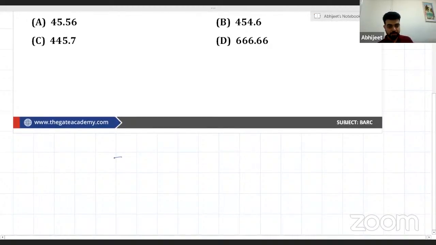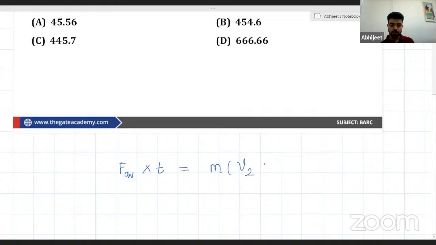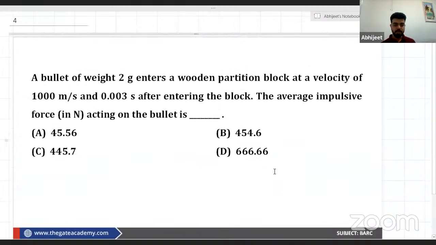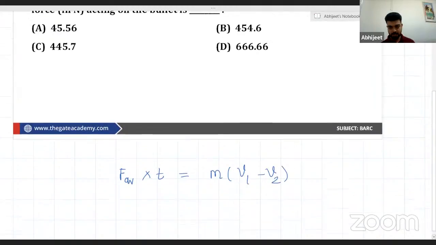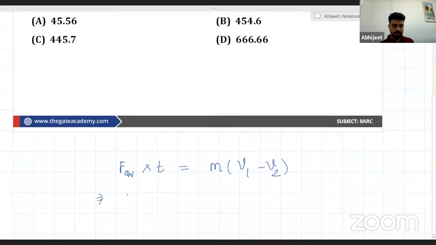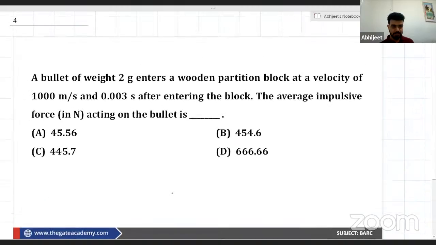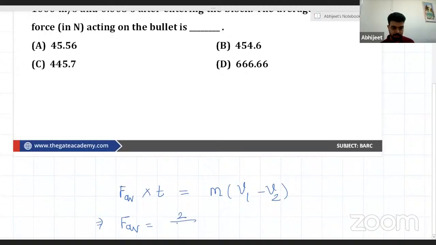So we have to find out how much average impulsive force has been applied to it. We know one equation, the impulse momentum equation. What is it? Average force F into t, that is time, is equal to change in momentum, that is mass into (v2 minus v1), or v1 minus v2, anything we can call it. T is given to us, mass is given to us, that is 2 grams, so 2 by 1000 in kg.